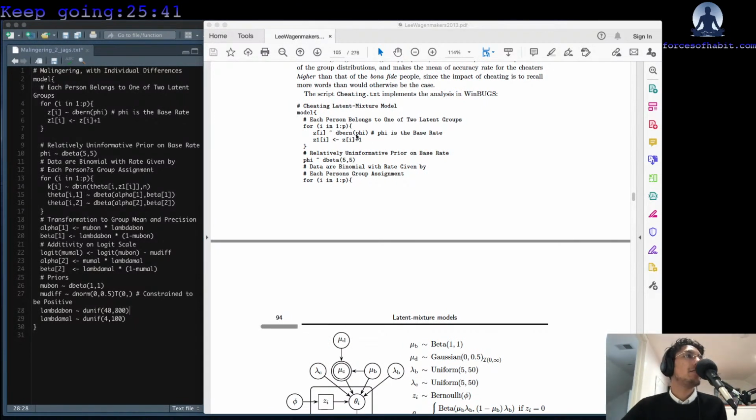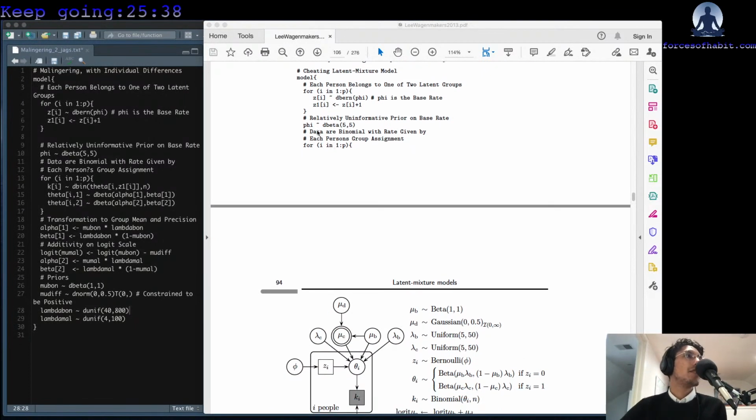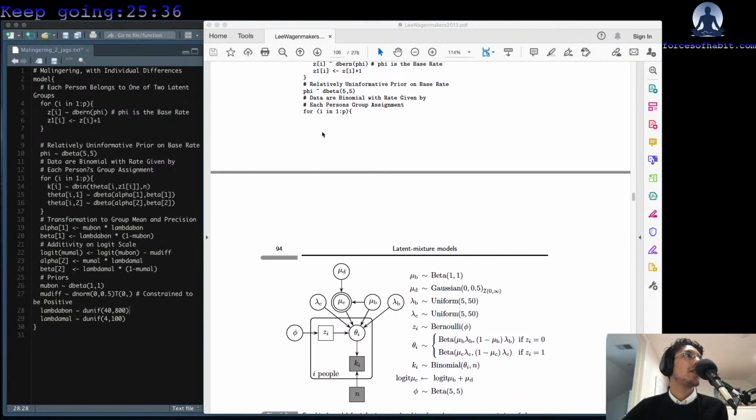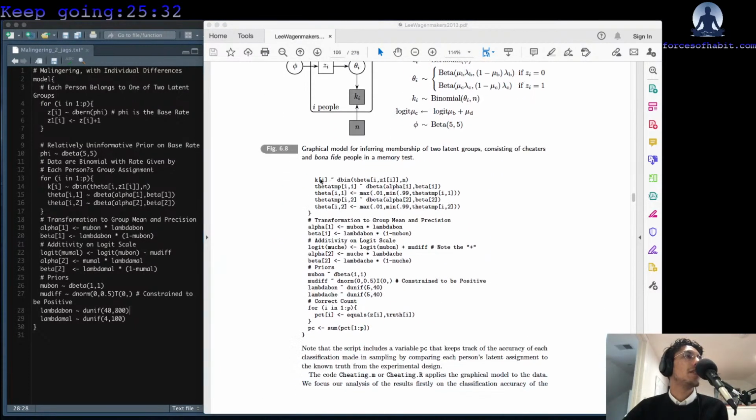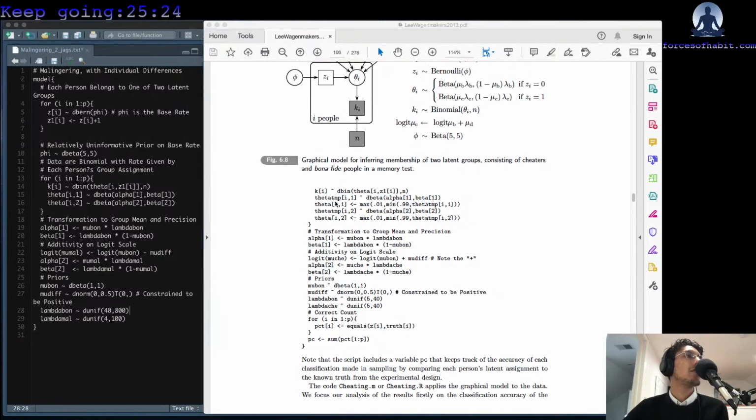For each person, baseline, Z, you set the parameter there. For each i, 1 to P, group assignment, K, theta temp. Let's go make sure. So in this case, we have theta temp binomial or beta distribution of alpha beta.